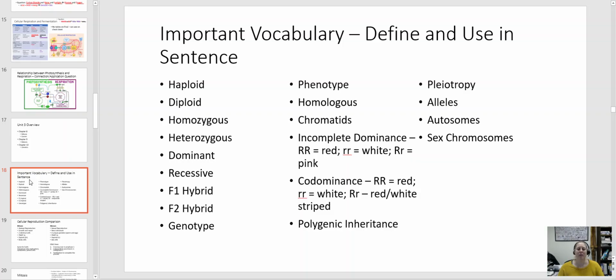Dominant and recessive is usually the genotype, being homozygous dominant or homozygous recessive or heterozygous. Hopefully those are things we remember. And then your phenotype, you would be either dominant or recessive with that physical expression.